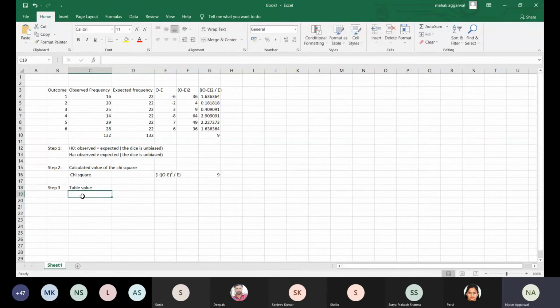Now again in the table value you have to see the chi-square table. So again there is a separate table for the chi-square also. The method to see the table is the same as that of the T table, but there is a separate table for that. So I will show you the chi-square table.